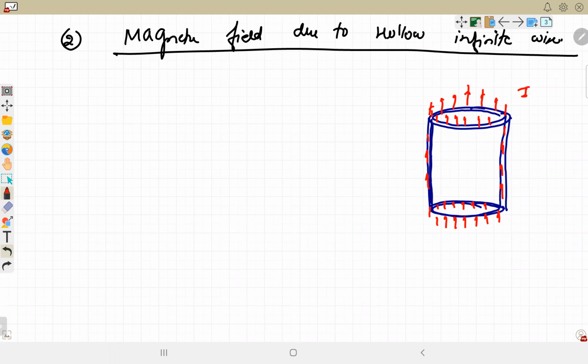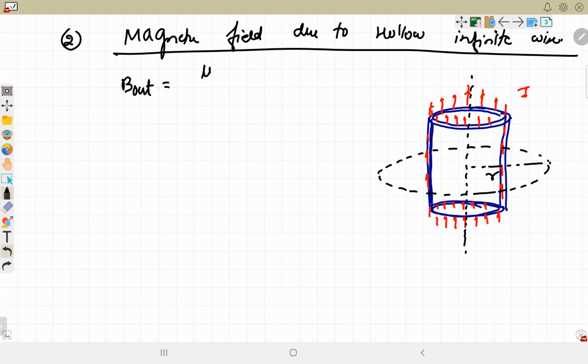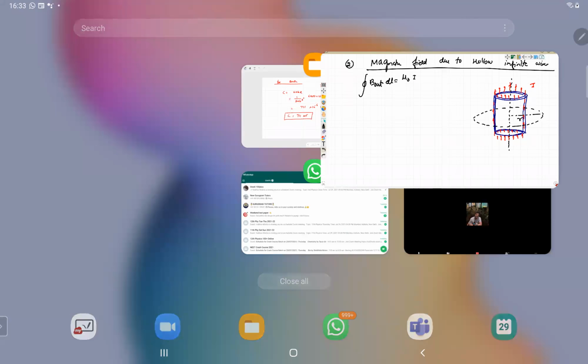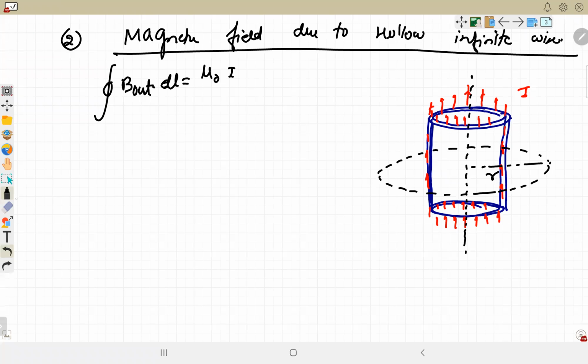Current is I, radius is R, and we need to find its magnetic field formula using Ampere's circuital law. We will calculate at a point outside, for which again we have to consider a circle. For any point outside, the whole wire is inside, so the magnetic field will be: the integral of B out dot dl is equal to mu naught times I. The whole wire is enclosed, therefore the whole current is passing through that loop. By integration, the outside magnetic field comes out to mu naught I by 2 pi r.